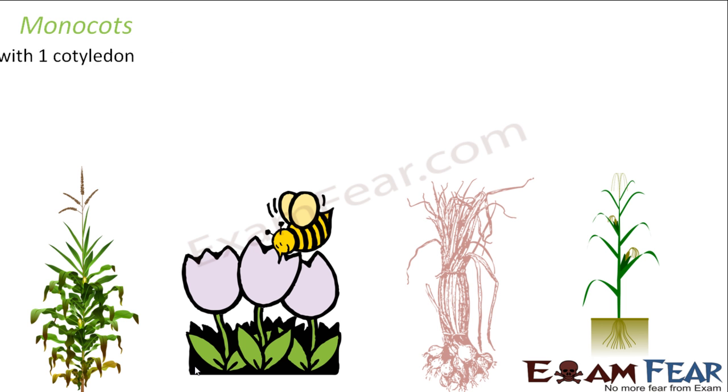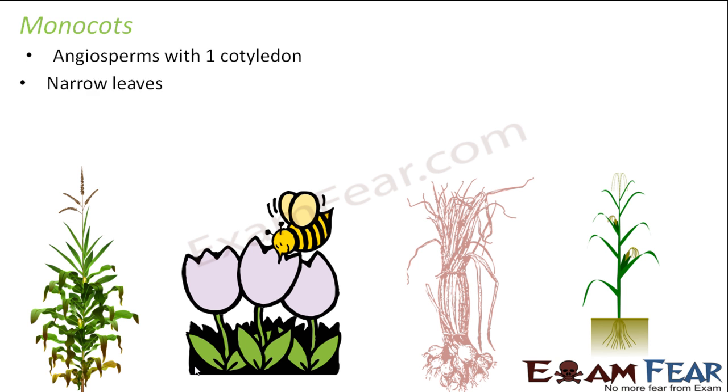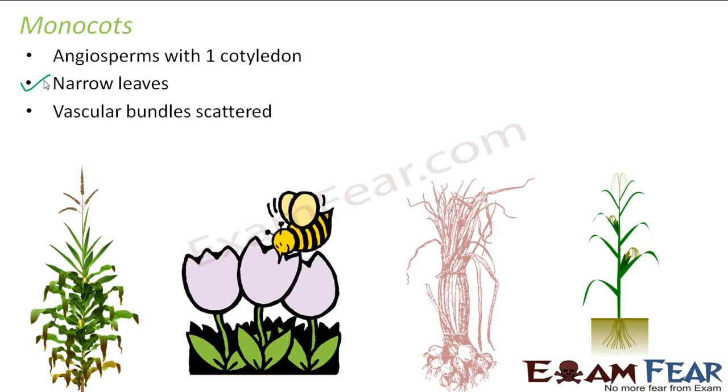Talking about monocots, these are angiosperms with one cotyledon. So they have narrow leaves, not as broad as dicots. Vascular bundles in this case are scattered. So even though vascular bundles are present in both of them, there they are organized in a ring-like structure, and here they are scattered. So xylem is present somewhere, phloem is present somewhere, it is like that.